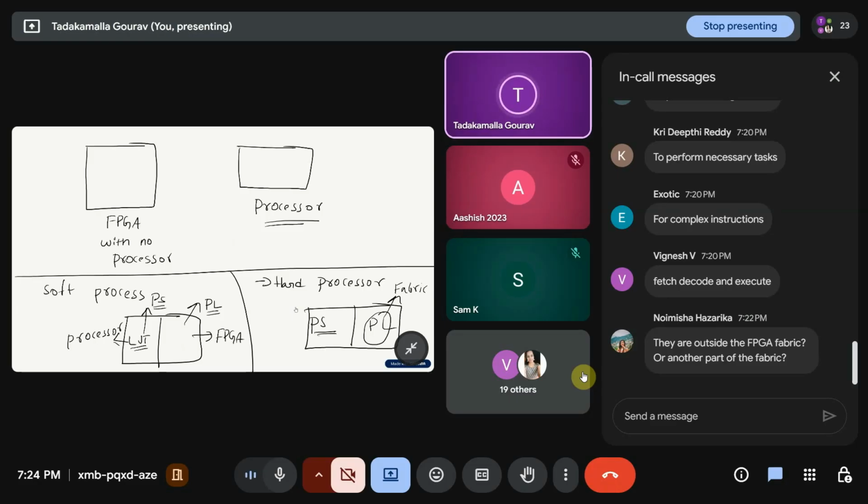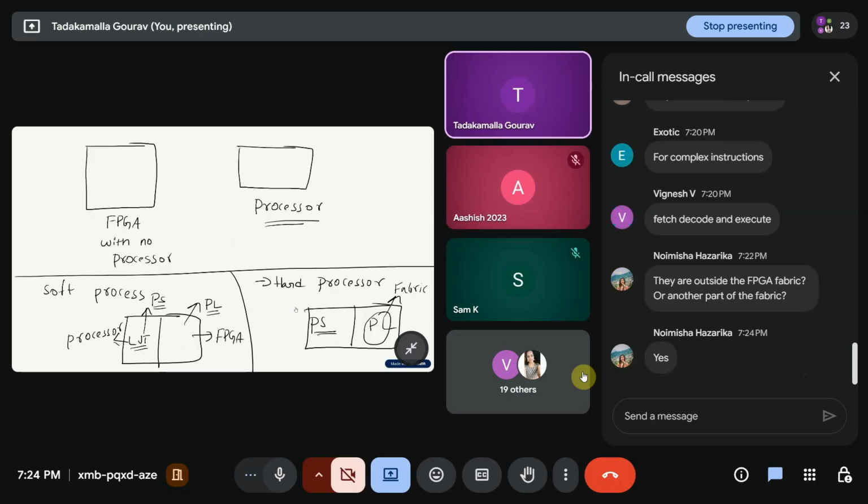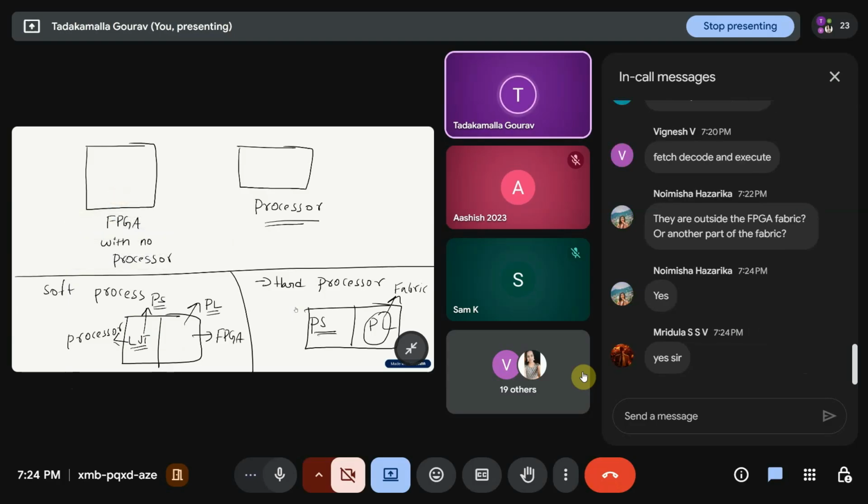FPGA with no processor, soft processor, and the hard processor. Are they clear? I think there are 23 people in this meet. If you respond, then it will be a good motivation. I will come to know whether you are able to understand or not.